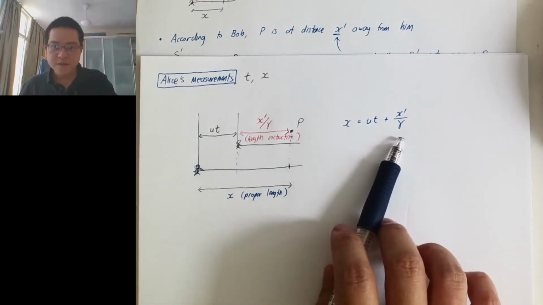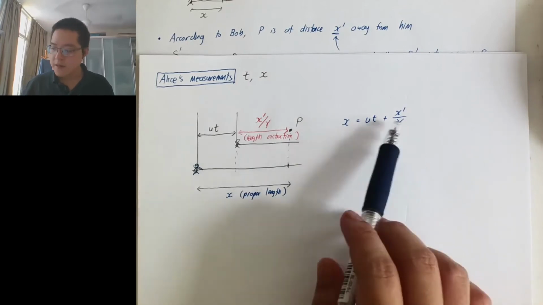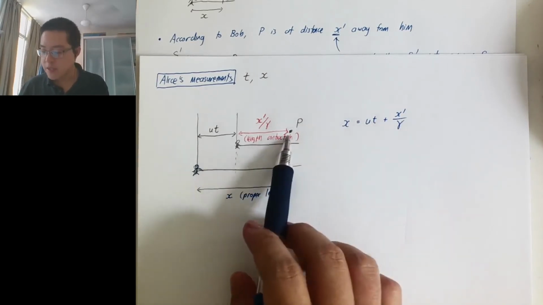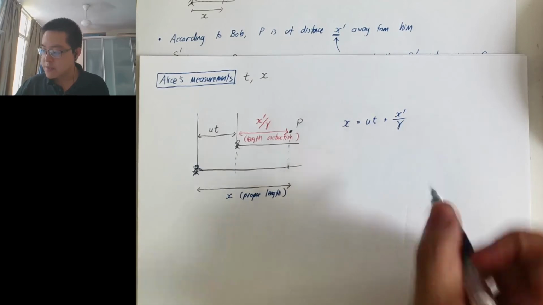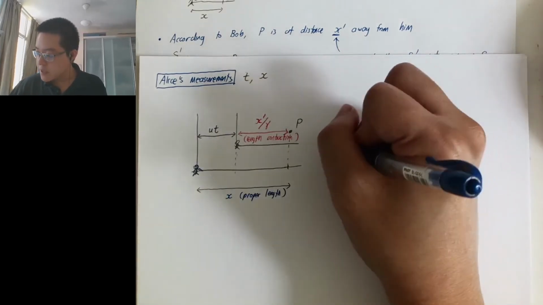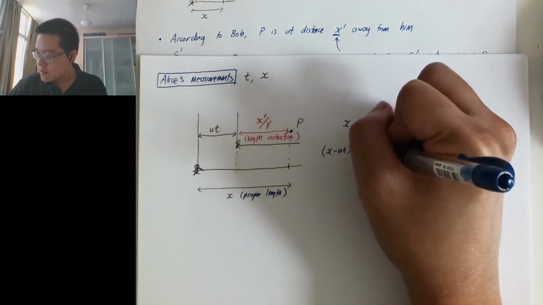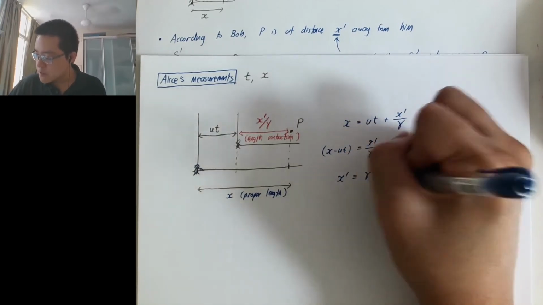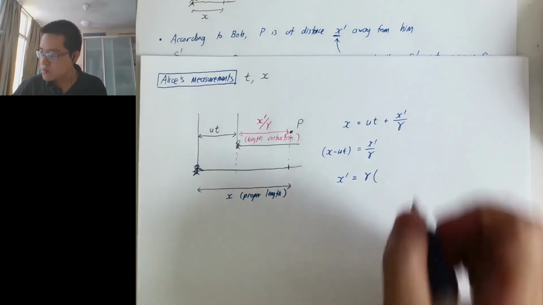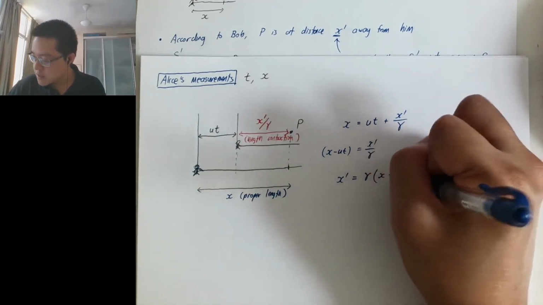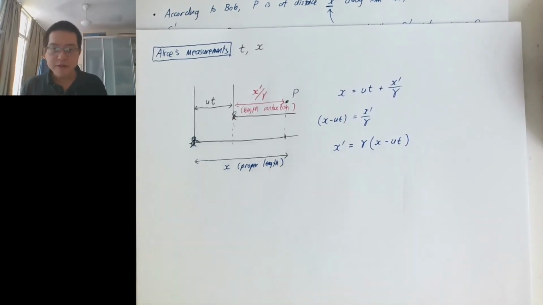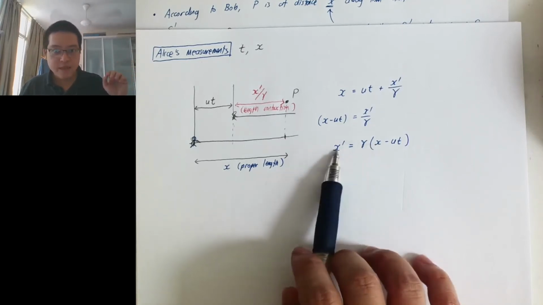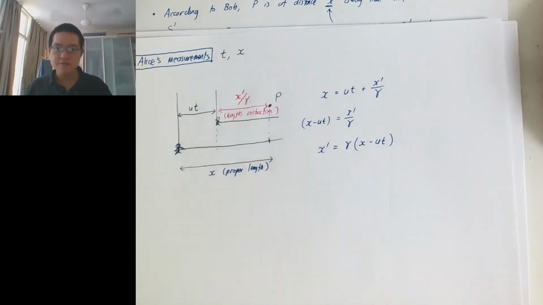I don't know how far you agree with this, but that is how. Now we can derive our first Lorentz transformation. We have the relation between Bob's measurement and Alice's measurement, so we can solve for x prime. x minus ut is equal to x prime over gamma. I can use this calculation to expect what Bob will obtain. So what Bob obtains is gamma times (x minus ut). This is our first Lorentz transformation, the relation between the x from Alice and what Bob gets.